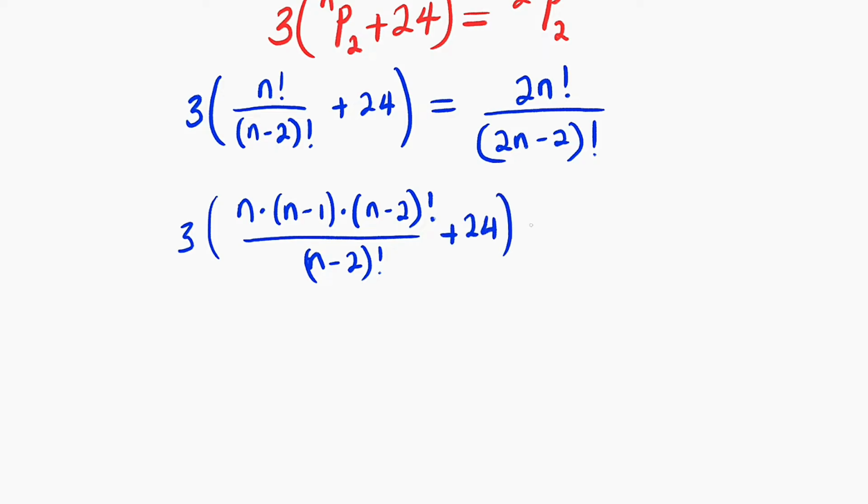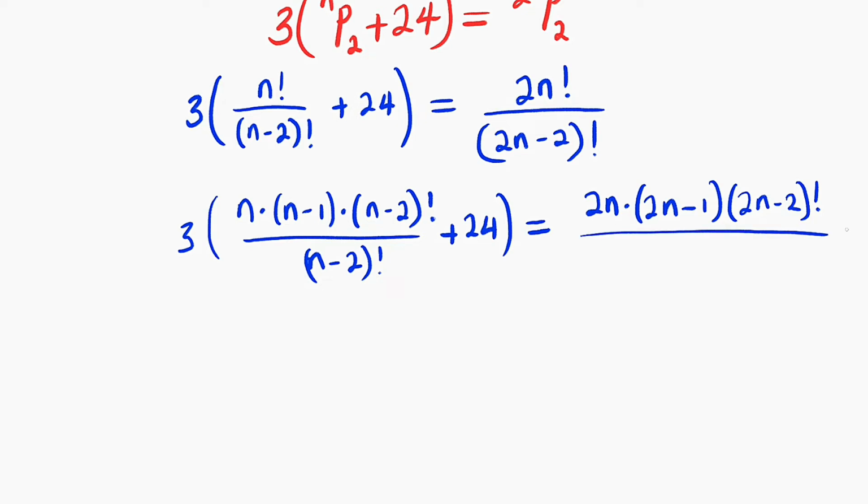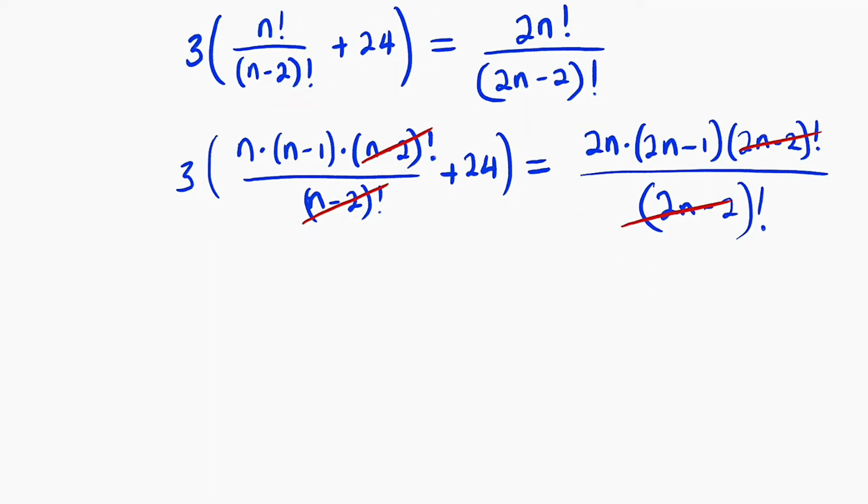We close the bracket. To the right hand side, we have 2n multiplied by 2n minus 1 multiplied by 2n minus 2 factorial. I will stop here because I have 2n minus 2 factorial to the bottom, divided by 2n minus 2 factorial. So for cancellation, this will take care of this automatically. This will also take care of this. Okay, from here I can expand my bracket.